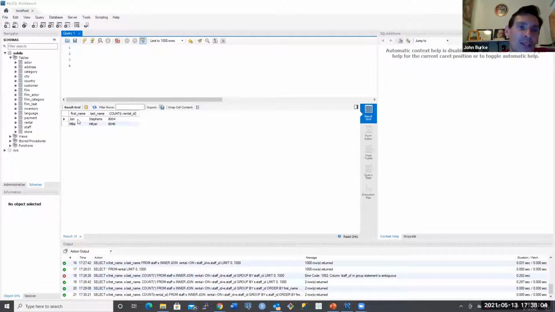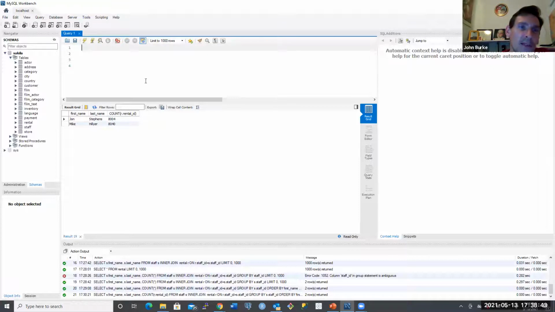We were asked essentially to generate a list of staff members and a count of the number of rentals that they did. So you're supposed to generate results that look like this: a column for first name, a column for last name, and a column for count, r.rental_id.